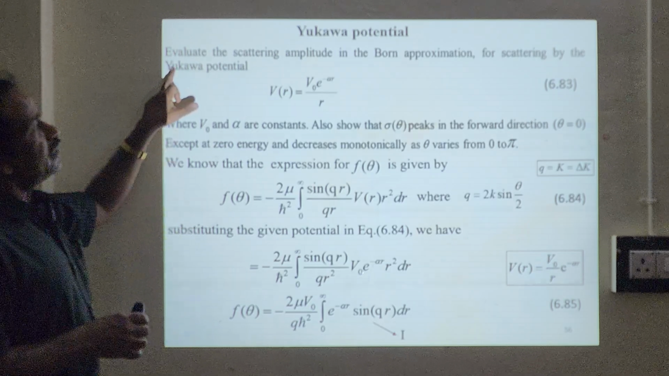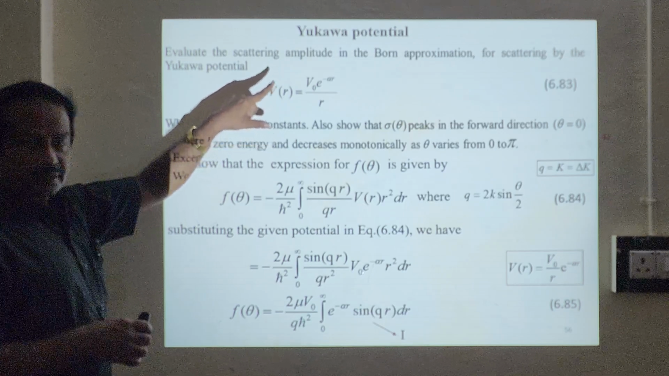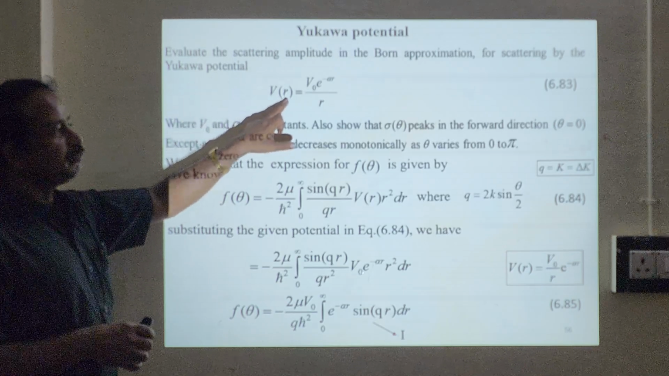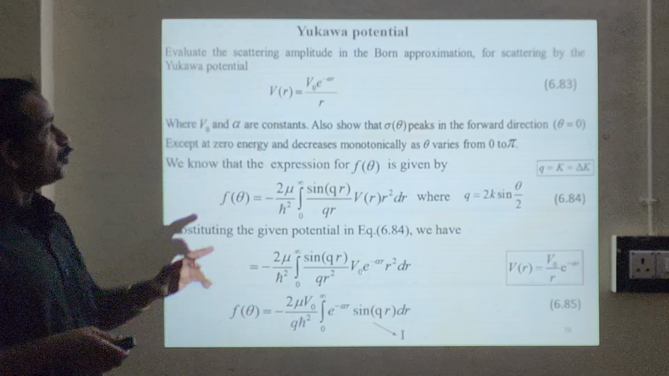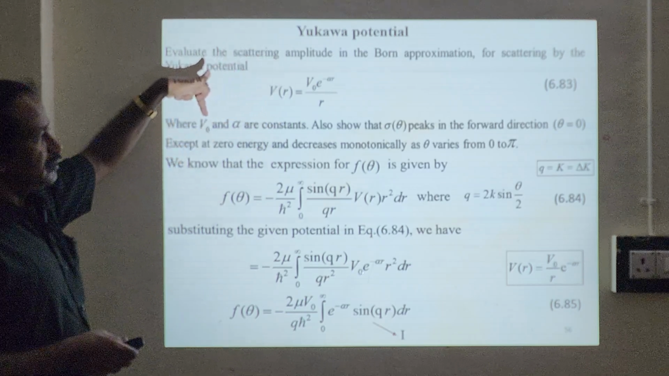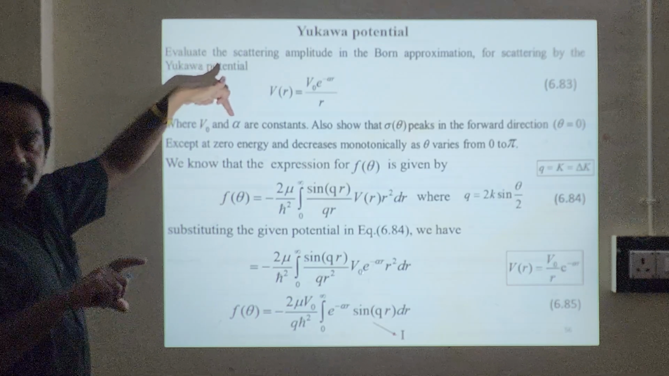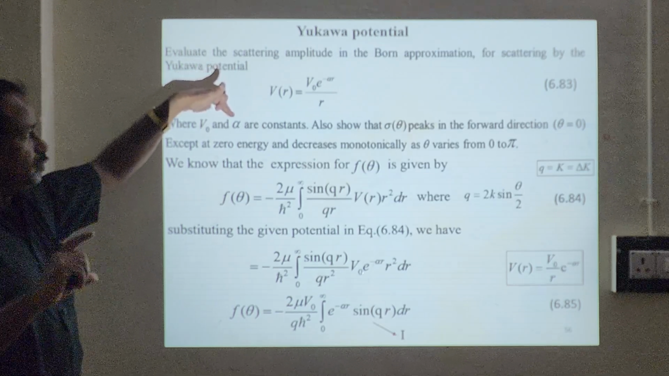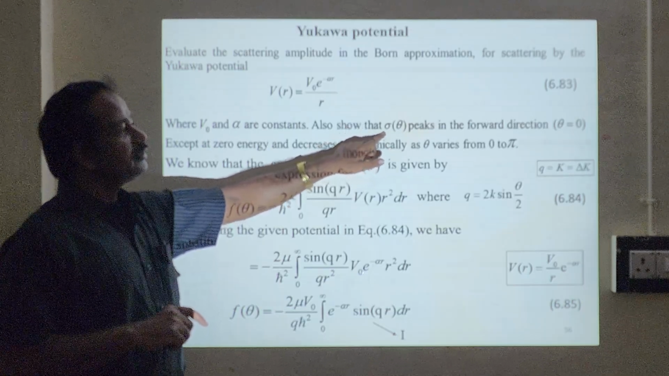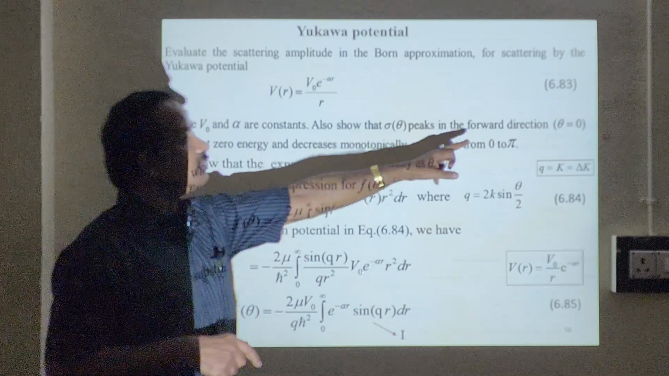So evaluate the scattering amplitude. We are going to get the expression for scattering amplitude using the Born approximation, and the Yukawa potential is given by this expression. Here V naught is a constant, and alpha is the inverse of the Bohr radius. So we know both are constants. And another thing, we are going to show that sigma of theta peaks in the forward direction when theta equals 0.